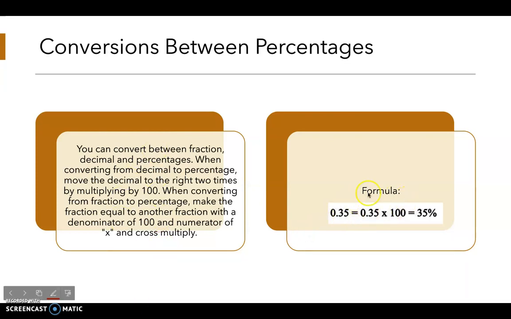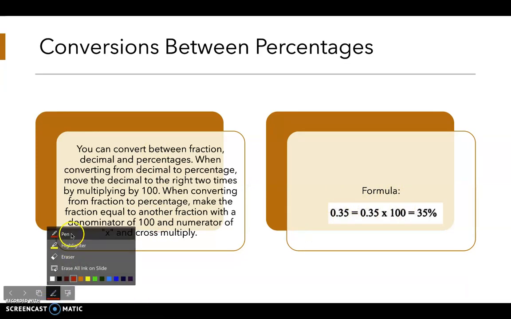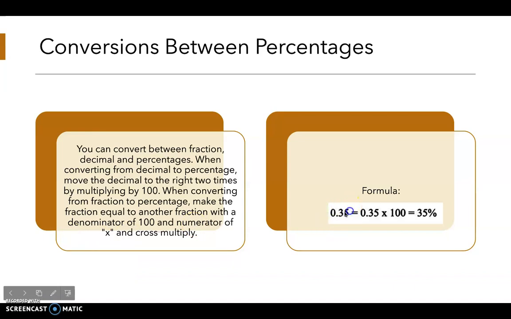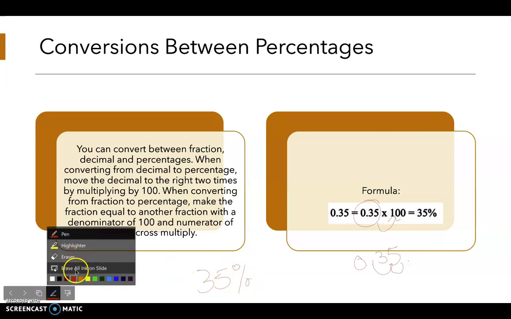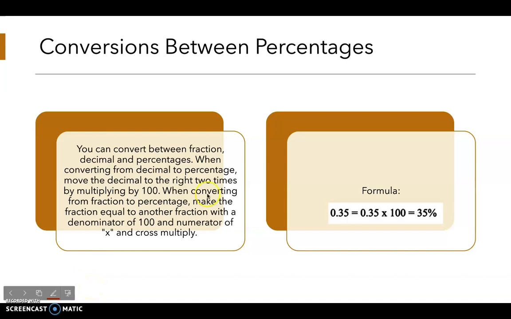So now let's take a look at the decimal here. I have 0.35 as my decimal. Let me get out my pen. 0.35 is my decimal. I'm going to multiply it by 100, and then move the decimal twice to the right, and then I get 35%. Okay? That's how you would convert from a decimal to a percentage.